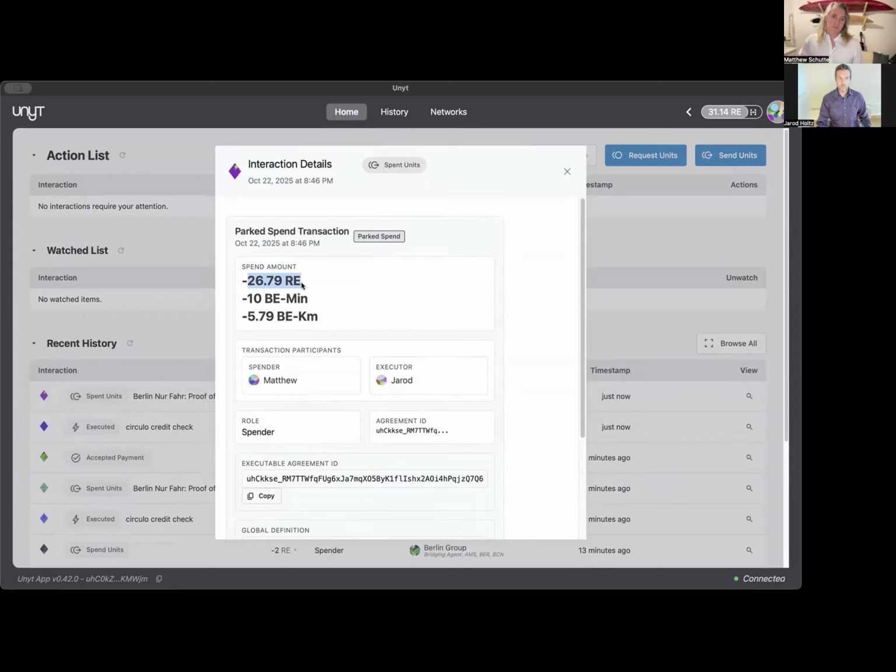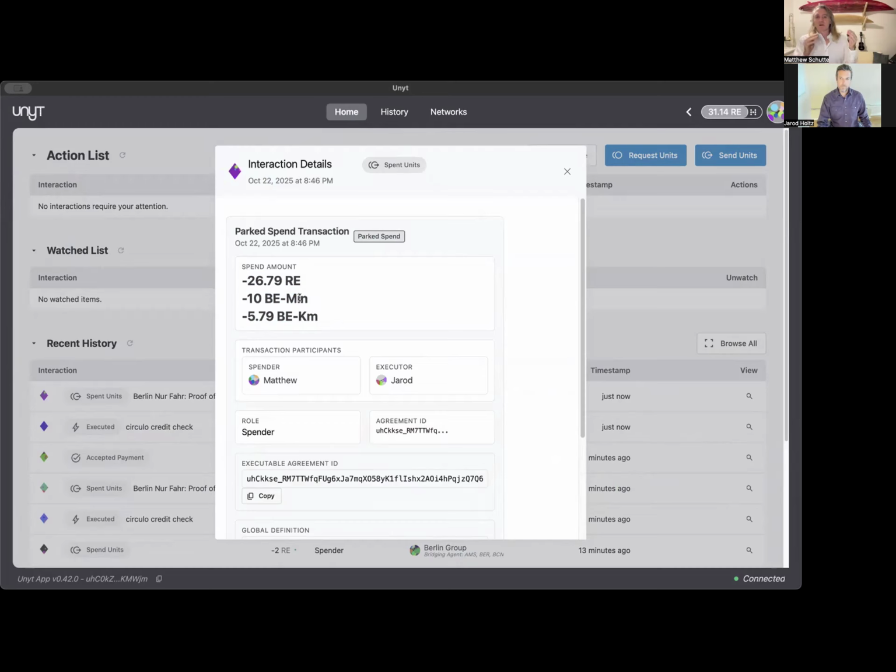26.79 RE. That's the ride euros, the unit of account that we're using here. And my balance got billed right away. I was up somewhere near 60 or so, or high 50s. And this 26.79 got pulled out immediately as soon as I went to go book that ride. But we also have these other units that we are tracking here, minutes and kilometers.